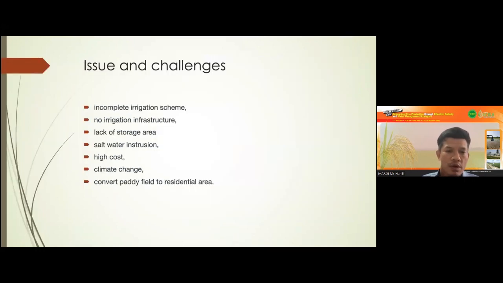Okay, for the issues and challenges, in Malaysia, we have areas with incomplete irrigation schemes, and sometimes there is no irrigation infrastructure. And to construct a pond or storage area, there is a lack of land we can find because of the high cost. Also in the coastal area, constructing groundwater is more difficult because of saltwater intrusion and also climate change. And some paddy areas have been converted from paddy field to residential area.